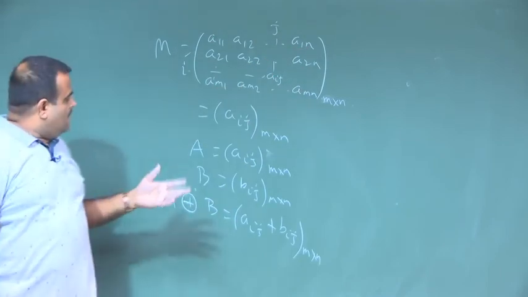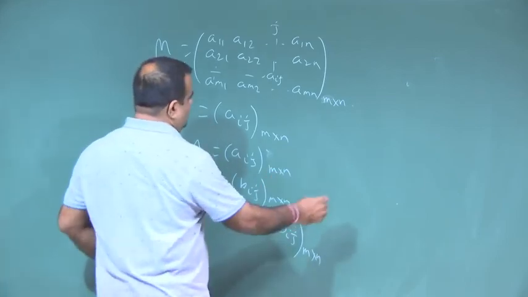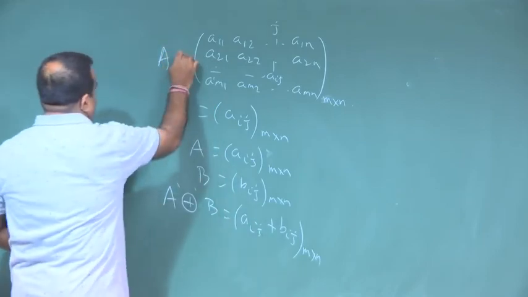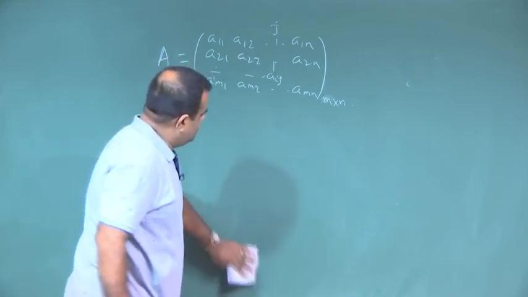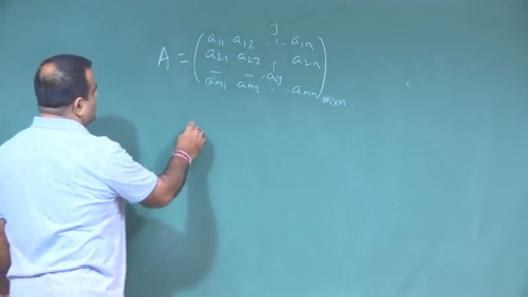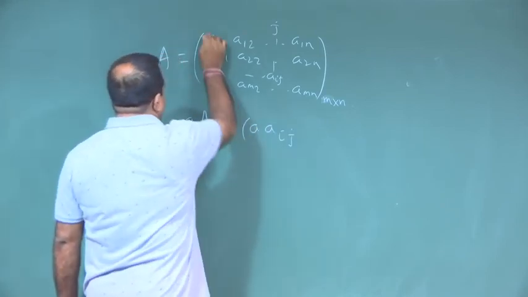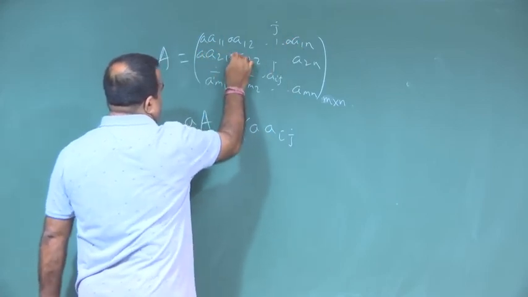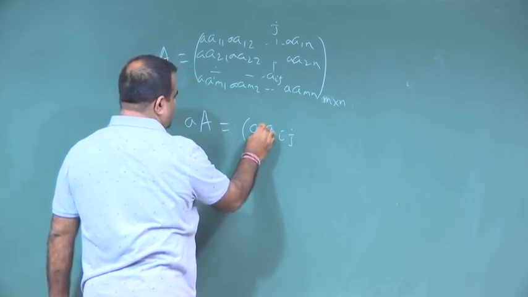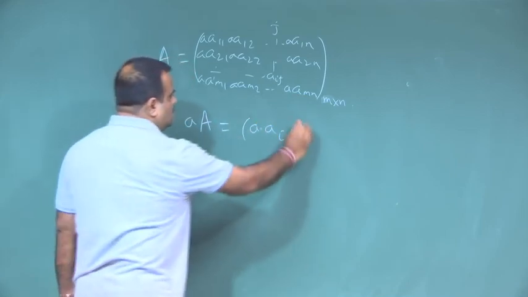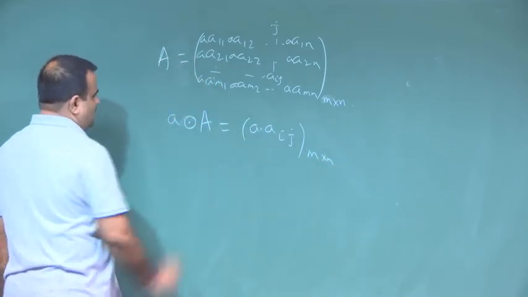Then the scalar multiplication with a matrix is also simple. If you take a matrix A, how do we define the scalar multiplication? We can take a scalar or a real number, say a. We just multiply a with all the elements, like this: a into Aij, which is the field multiplication. So, this is how we define the scalar multiplication.